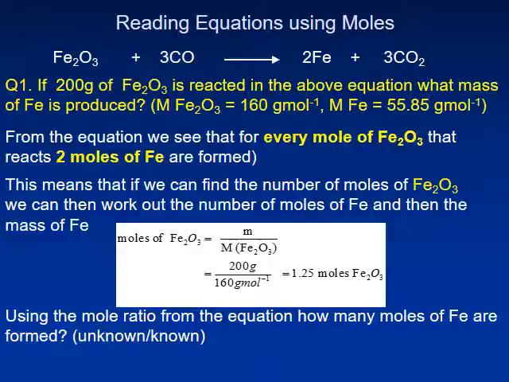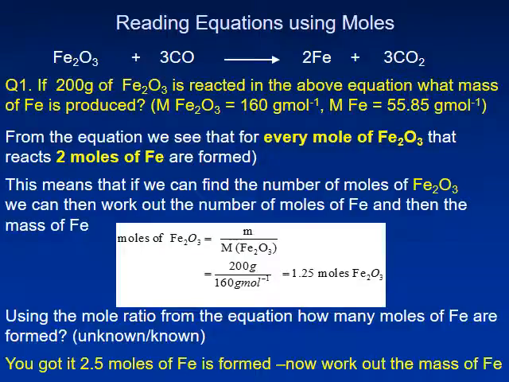Okay, so it is actually known because you end up with 2.5 moles of iron being formed, because it's going to be twice the number of moles of iron oxide. You can use that number now to work out the mass of the iron.